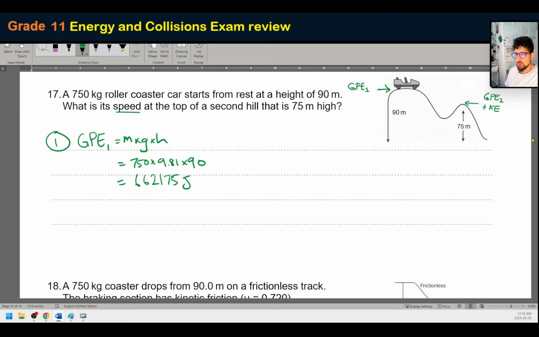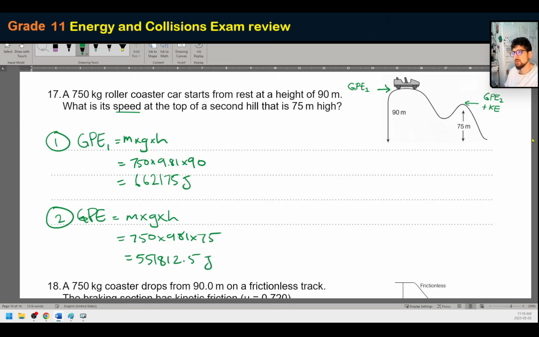Now what I need to do is work out GPE2. So that's step 2. GPE2, which is the gravitational potential energy that the cart's going to have on top of the second hill. So once again, formula, workout, answer. So it's going to be 750 times 9.81 times the height, which is 75. And that's going to be a bit smaller, the reason being, of course, that it's a smaller hill. We're ignoring resistance and all of that for this question, obviously.